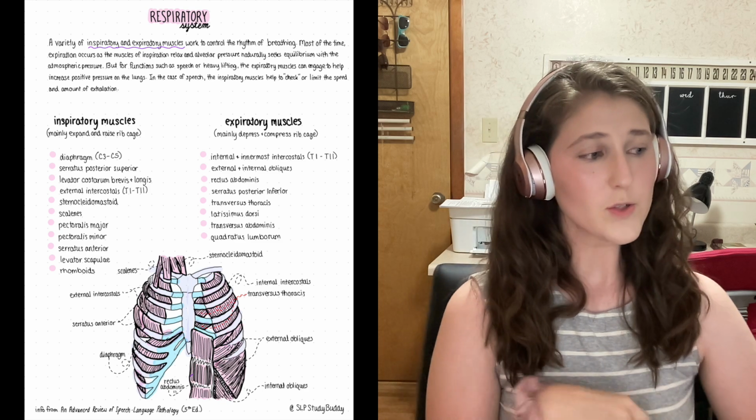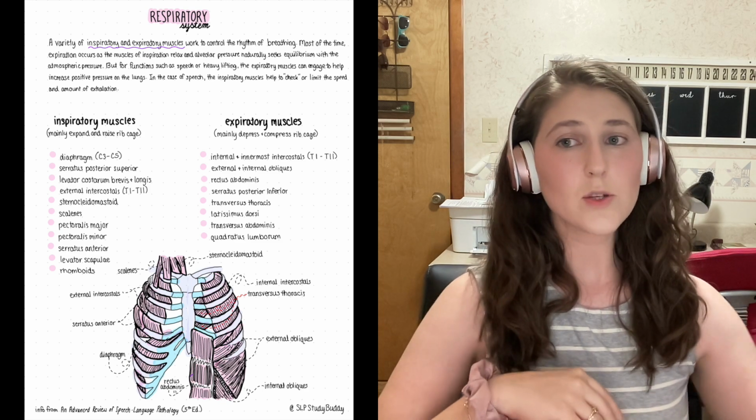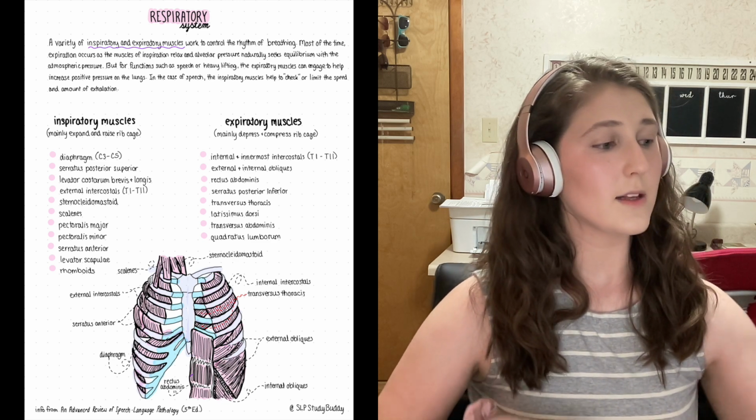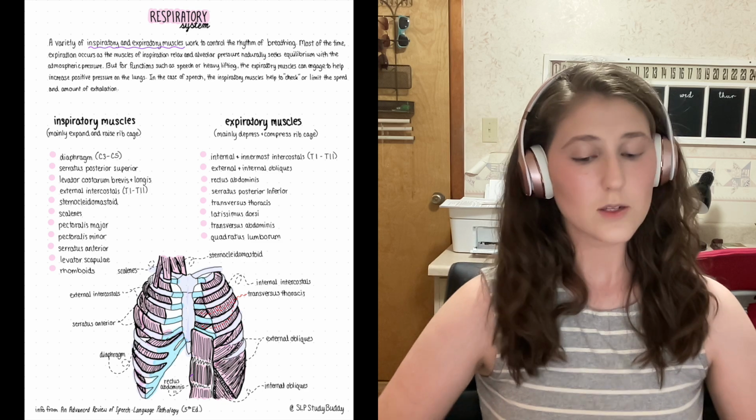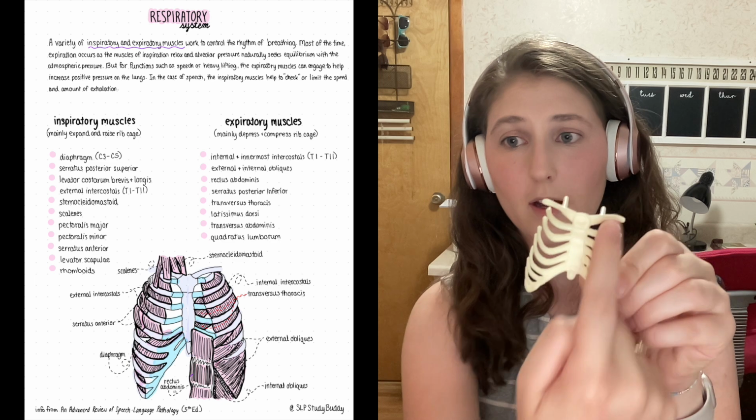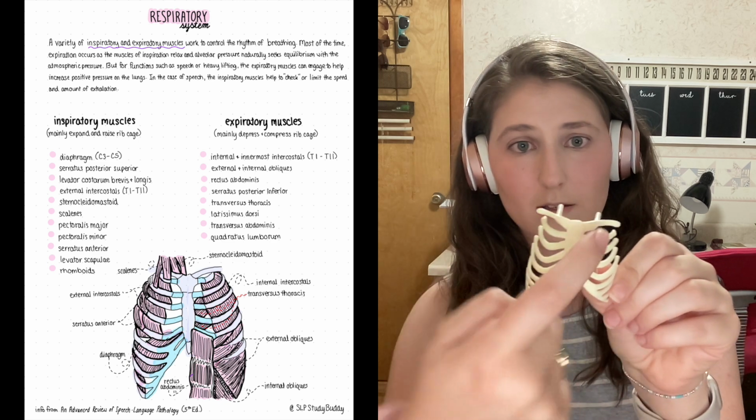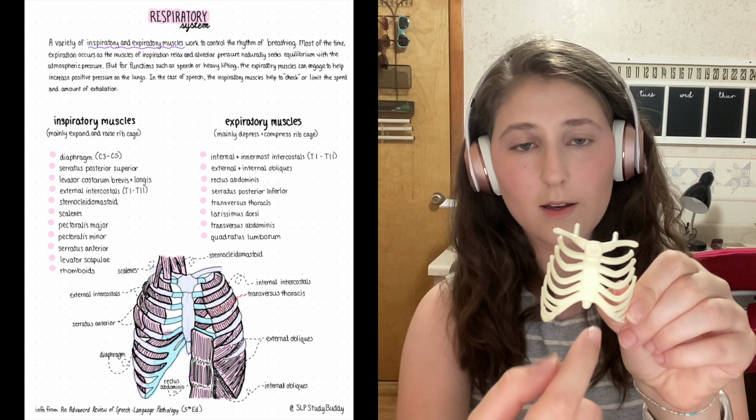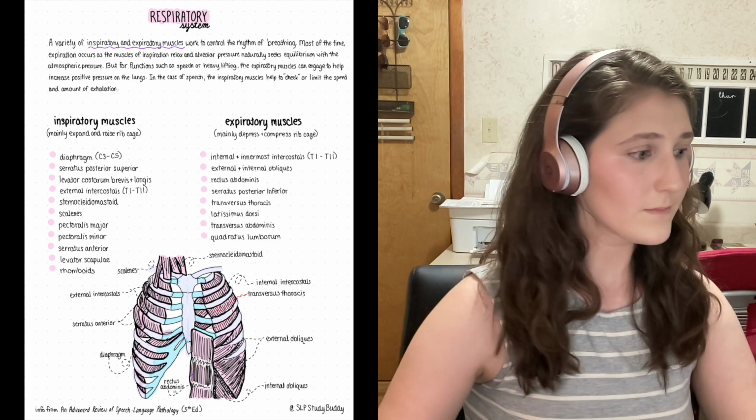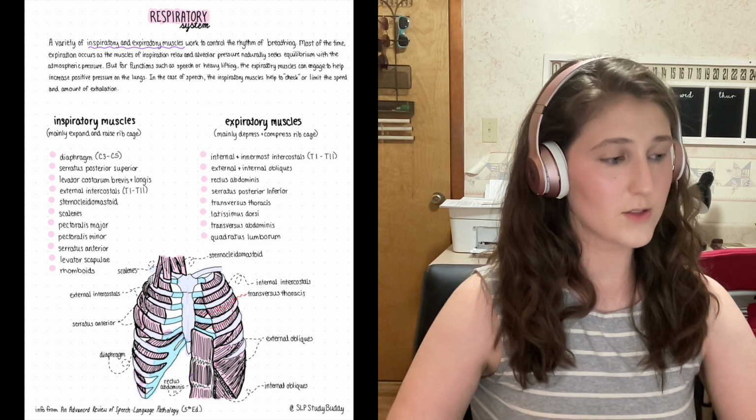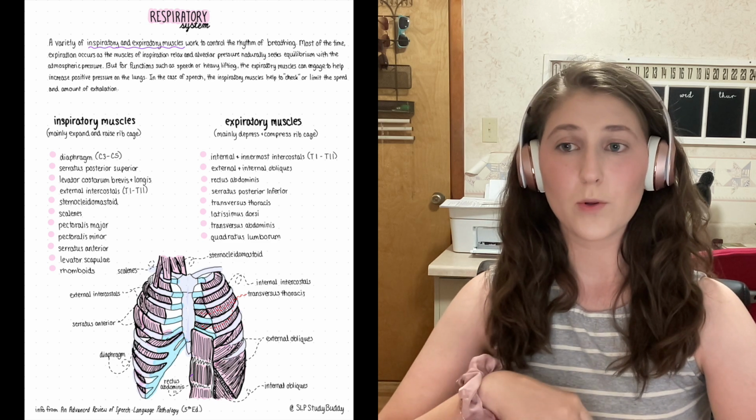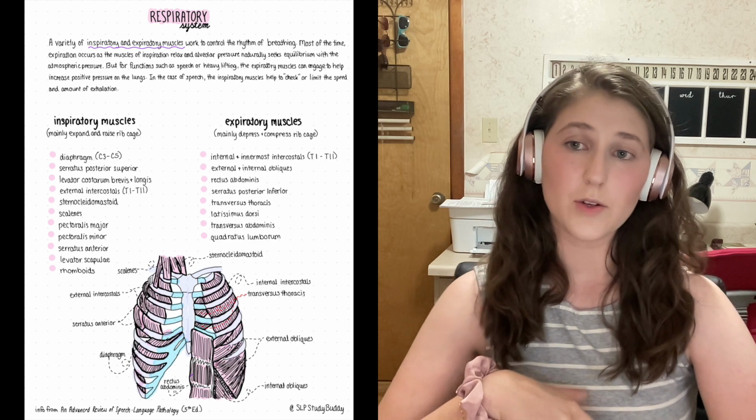So for inspiratory muscles, we talked about the diaphragm, but we also have the serratus posterior superior, the levator costarum brevis and longus, which are not on the diagram, but I'll show you here. Those go on either side of the sternum and come down. There's a longer version and a shorter version that go along there. You have the external intercostals, which we talked about, and then the sternocleidomastoid. There's a series of a couple of muscles in the neck that can also help with inspiration.